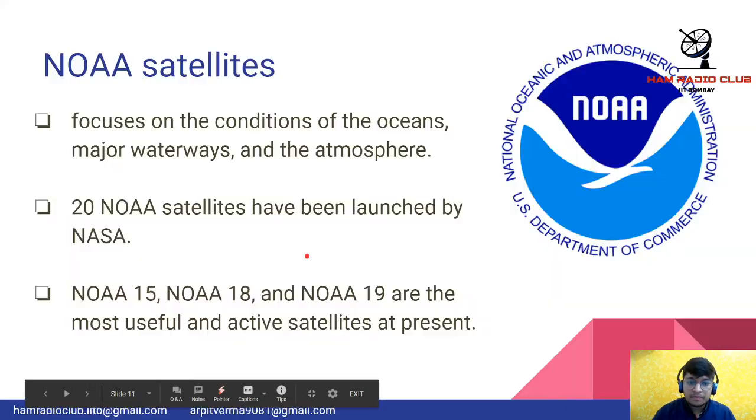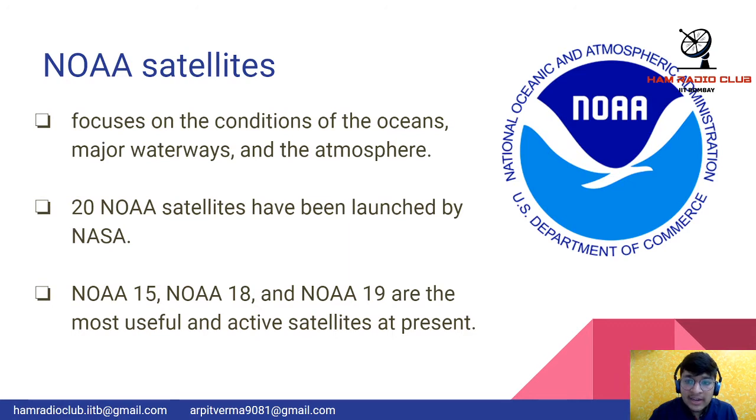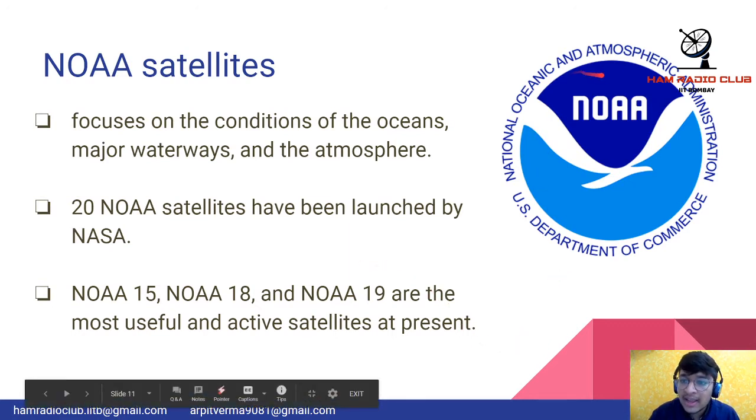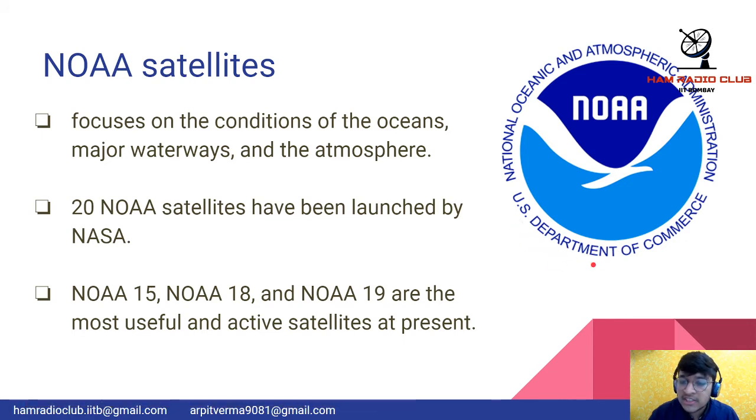So what are we actually tracking? We are tracking the NOAA 18 satellite. NOAA stands for National Oceanic and Atmospheric Administration, an agency run under the United States Department of Commerce. It focuses on the conditions of the oceans, major waterways, and the atmosphere. 20 satellites of the NOAA agency have been launched by NASA till now, and NOAA 15, 18 and 19 are the most useful and active satellites. We track all three of them.